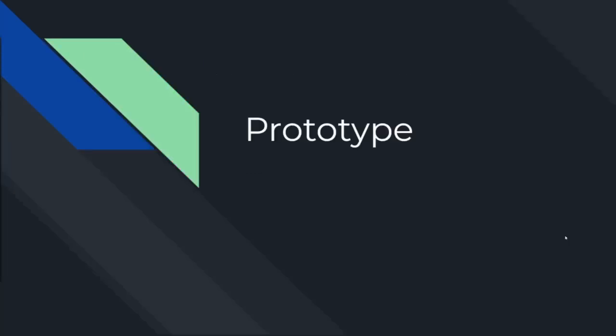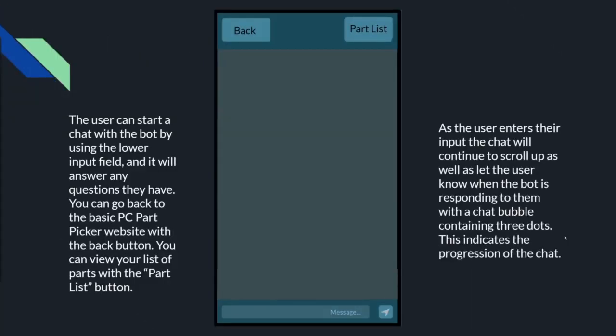This is going to be our prototype. So the user can start chatting with the chatbot by using the lower input field that you see on the bottom to answer any questions they have. And you can go back to the basic PC part picker website by clicking the back button at the top. And you can view your parts with the part list button at the top right.